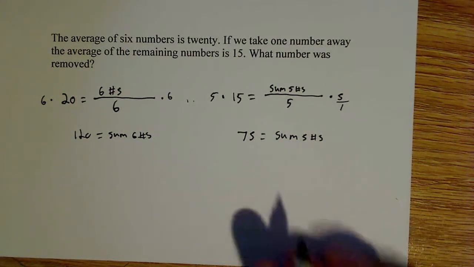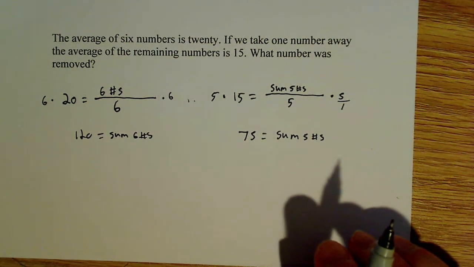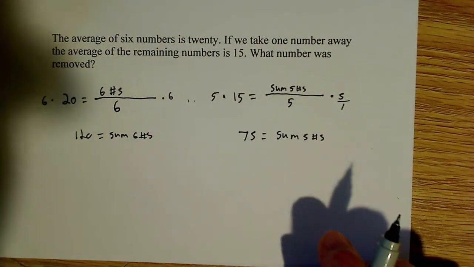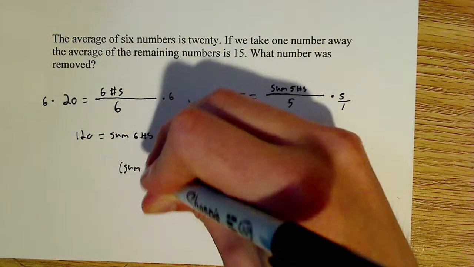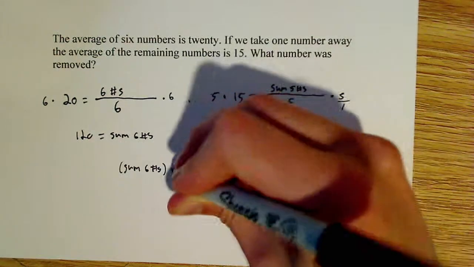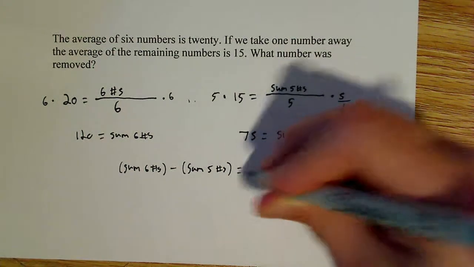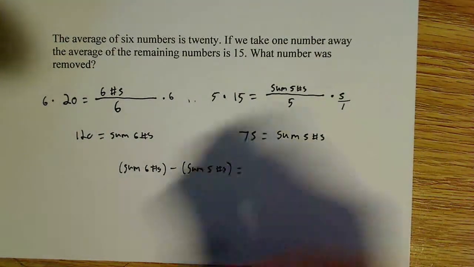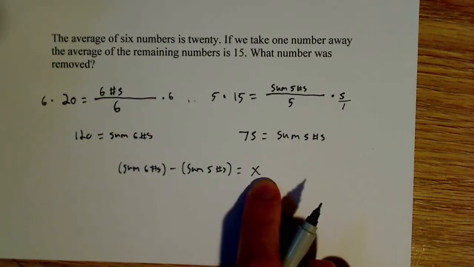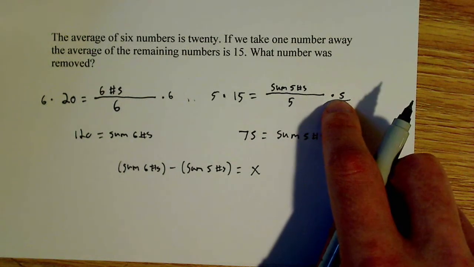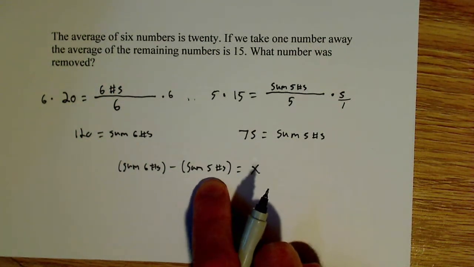And now what I can do here, which is actually quite interesting and quite useful, is I can simply subtract these two. Okay? And that's exactly what I'm going to do. I'm going to say that the sum of 6 numbers minus the sum of 5 numbers is equal to whatever that remaining number is, so some number x. So whatever number we're removing is going to be the difference between the sum of the 6 numbers and the sum of the 5 numbers.